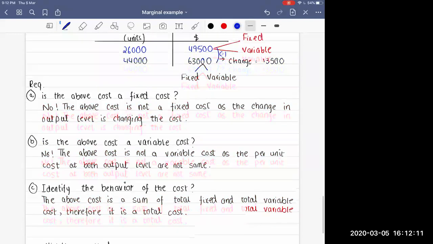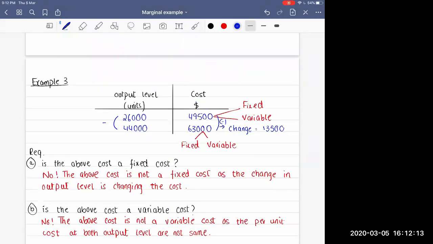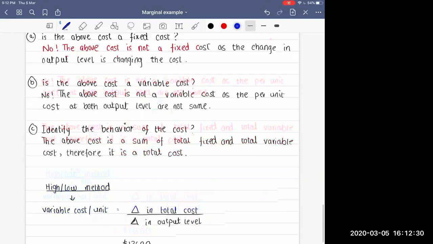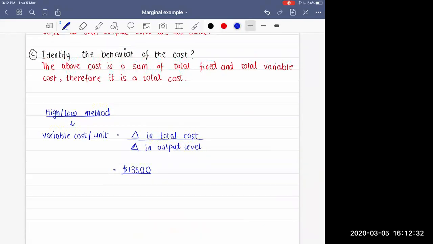What is change in output level? 26,000 se, sir, hamara output level 44,000 pe chala gaya. The change is 18,000. Sir, 13,500 divided by 18,000.